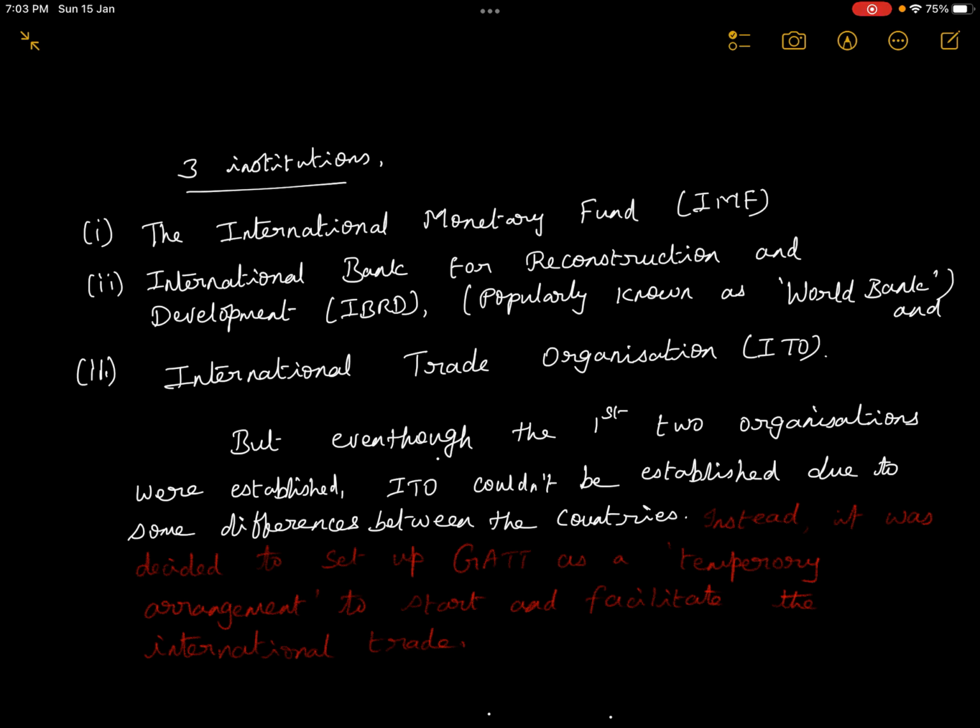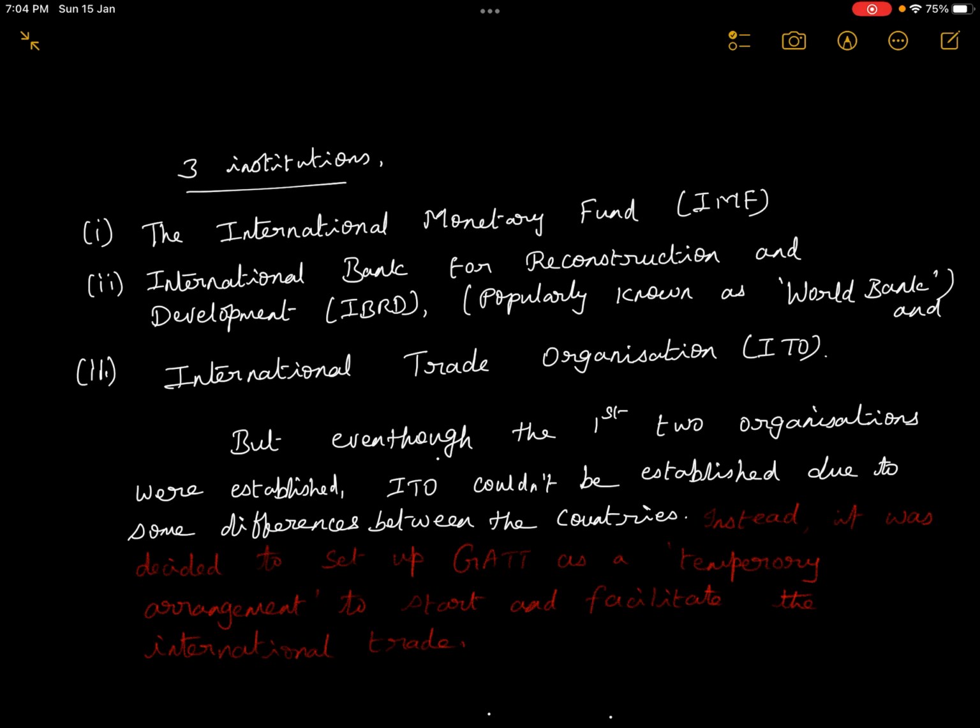But unfortunately, only the first two institutions were established, that is the International Monetary Fund as well as the IBRD or the World Bank. The third one never came into force. The International Trade Organization never materialized because of differences of opinion on certain issues between the countries, especially the United States of America. At the same time, the countries wanted to start international trade immediately, because all those countries were suffering because of lack of international trade, and also because of the situation after the war.